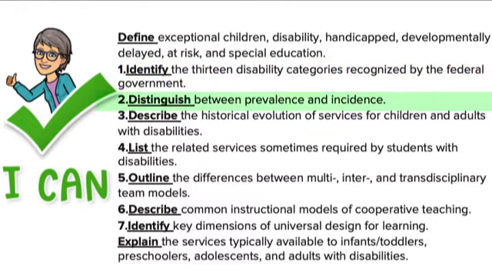You should be able to distinguish and explain between prevalence and incidence. What is the difference between those two terms when we talk about disability, as well as describing the historical evolution of services for children and adults who have disabilities. You should be able to list the related services that are sometimes required by students with disabilities, and then understand and outline the differences between multi, inter, and transdisciplinary models. I also want you to be able to identify the key dimensions of universal design for learning.